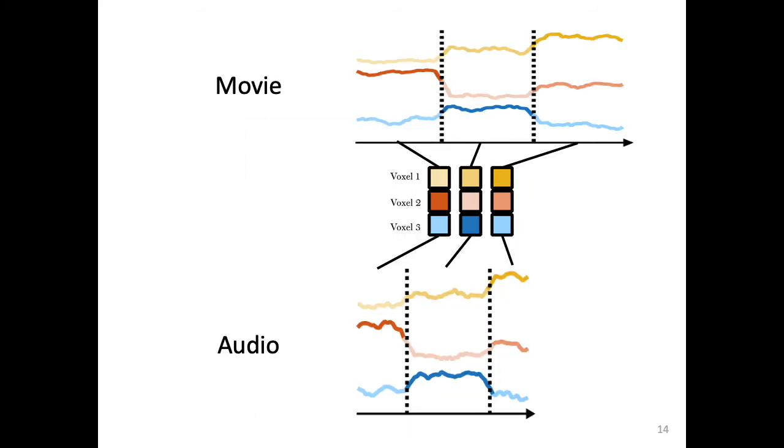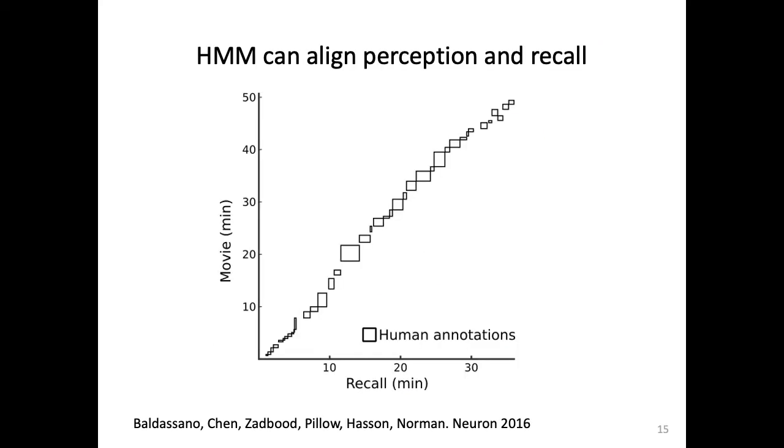Rather than aligning across modalities, we can use the same kind of analysis to look for sequences of event patterns that are shared between perception and later free recall. For example, this subject watched a 50-minute movie and then spent about 35 minutes freely recalling the events of that movie. The boxes show a human annotation of what part of the movie this subject was talking about during each minute of the recall.